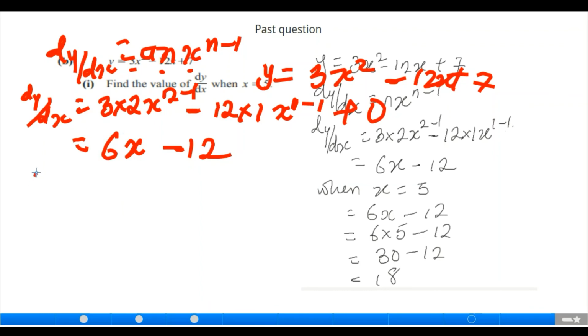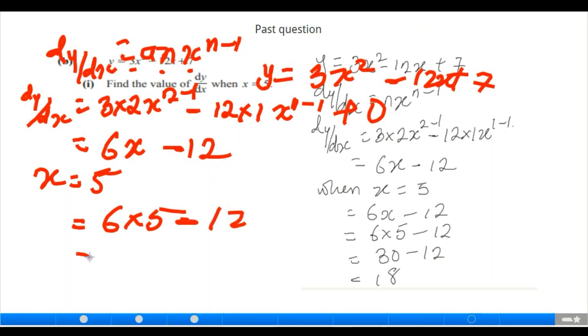Having that, they told us that when x equals 5. So that implies that in this expression here, wherever we see x now, we are replacing it with 5. So we have it to be 6 multiplied by 5 minus 12. What is 6 multiplied by 5? That is 30. 30 minus 12 is what? Is 18. And that's the solution to this equation.